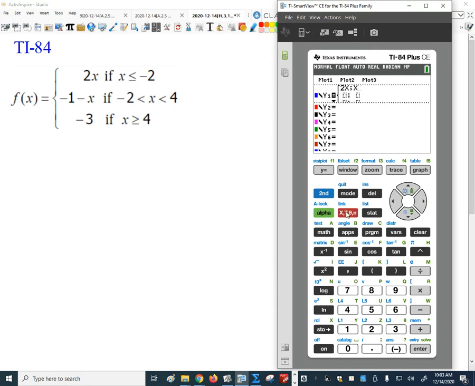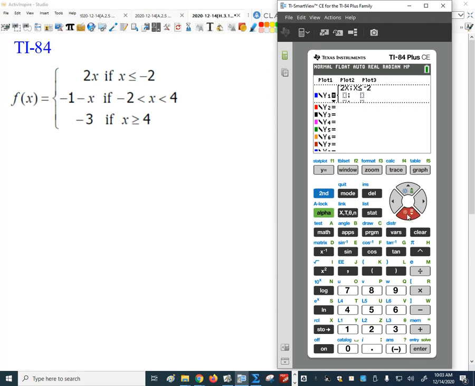X is less than or equal to, and you may not remember where to get to that stuff. To get to all of the inequalities, as well as the ands and the ors and all the logical stuff, you just go second test. Okay, it's the test menu. So second test, and there's my test menu, right? There's all of the possible inequalities. Well, we want less than or equal to, so that's number 6. Less than or equal to -2.